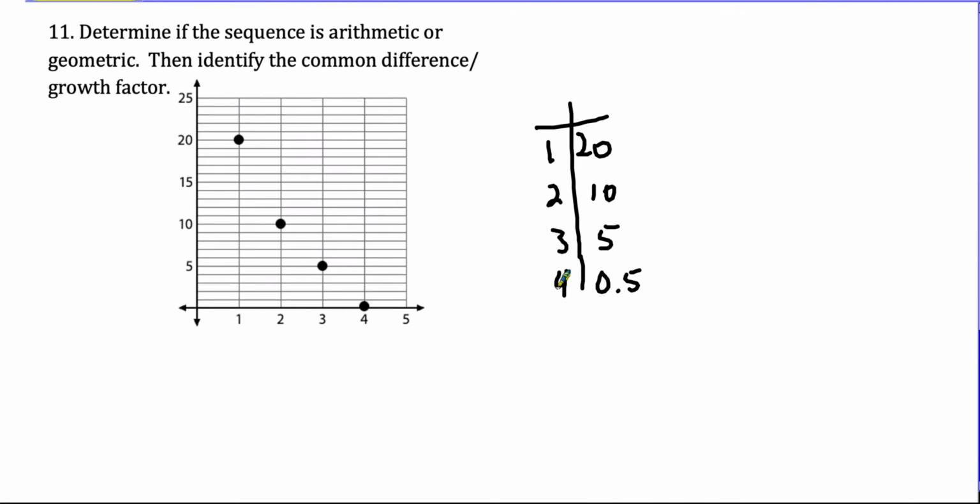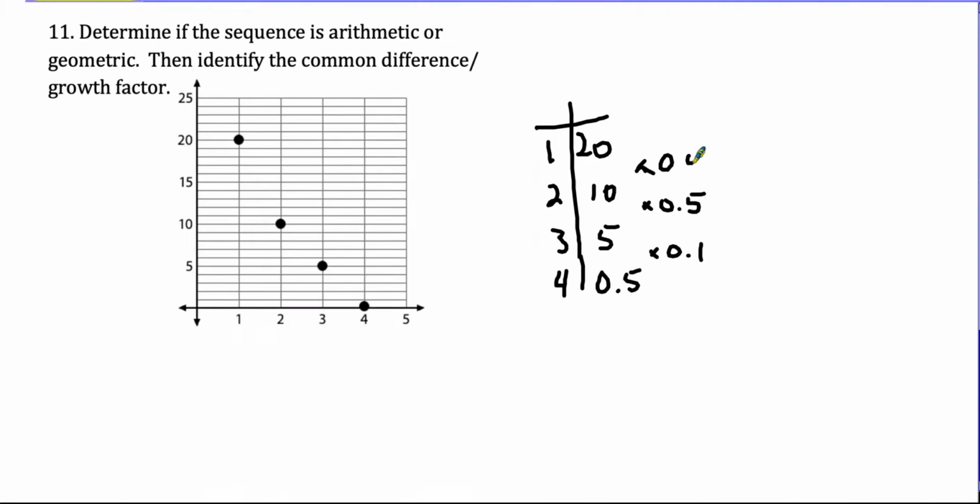Let's test to see if it's geometric then, right? So I want to take a term and divide by the previous term. If I take 0.5 divided by 5, that's going to get me 0.1, right? So I would have to multiply by 0.1 to get from 5 to 0.5. And if I take 5 divided by 10, that's 1/2. And 10 divided by 20 is also 1/2.